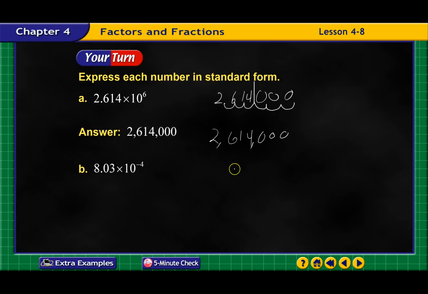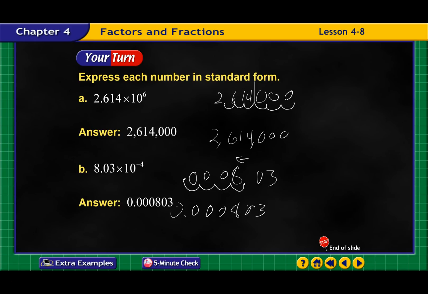All right, so this one's going to go the other way, so I rewrite it first. I need to move it to the other way, so it's a negative number, so it's going to the left instead of to the right. So I'm going to go 1, 2, 3, 4, add my zeros, my decimal place. The book likes us to have the extra 0 there. Looking like that.